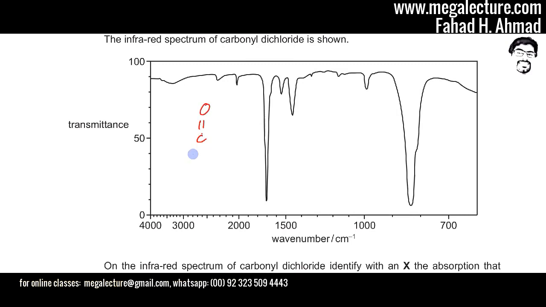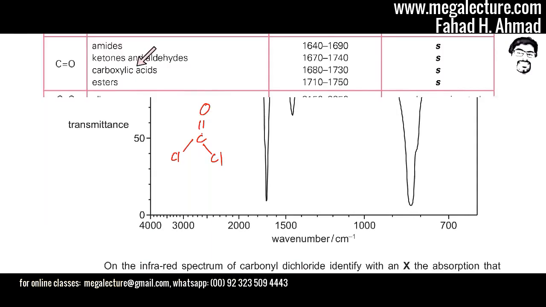So this is carbonyl dichloride. It's C double bond O, and two Cls would be attached. Now I've copied a piece of the data booklet, and there's this C double bond O infrared absorption in amides, ketones, aldehydes, carboxylic acid esters. These are the functional groups where this C double bond O bond is present, and this bond would vibrate and it would absorb the following frequencies. It would absorb around the 1600 to 1750 range, and it's going to be a strong absorption. So if you look at this molecule of carbonyl dichloride, you would notice that there is a C double bond O group present, and it's going to absorb a frequency somewhere in this range, which would be a strong absorption.